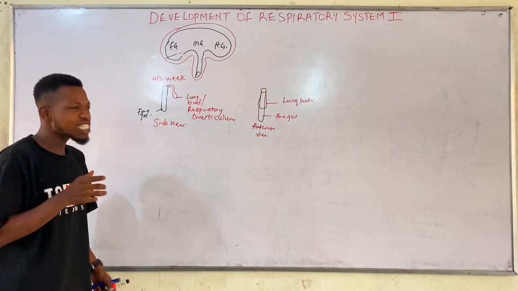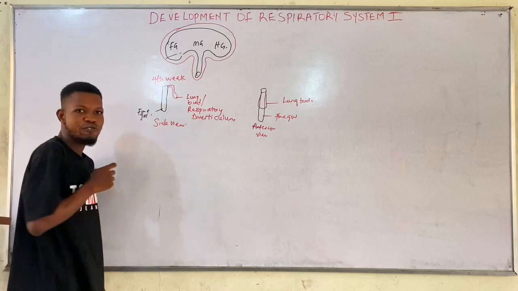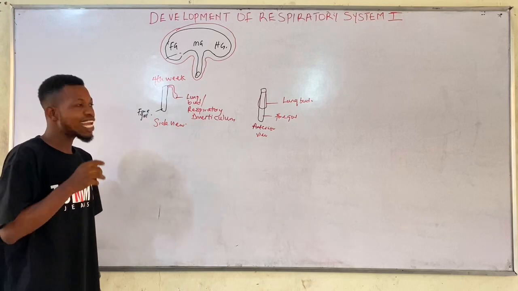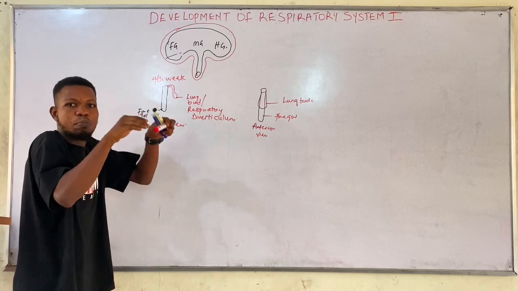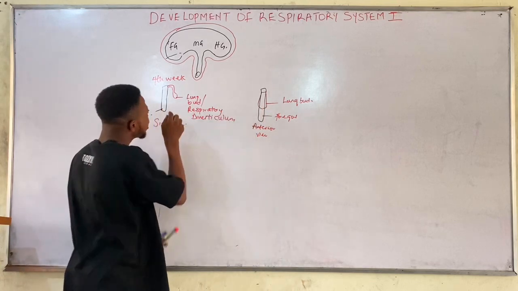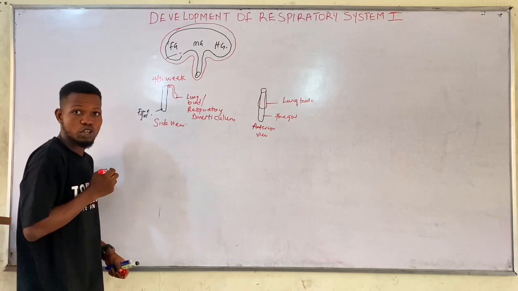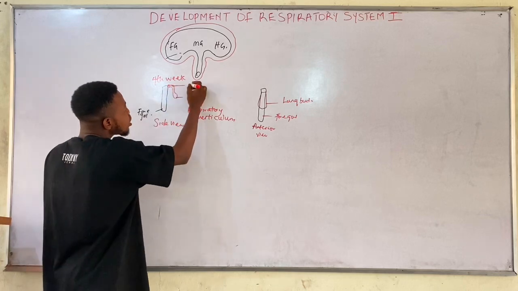So what happens is that this occurs during the 4th week of development. If you don't forget, there is a portion at which the endoderm bulges to form the lung bud. This portion at which the endoderm bulges off from the foregut is what we call the what?